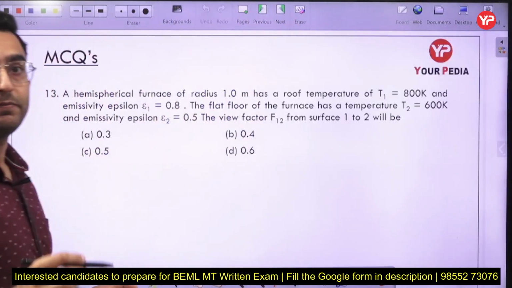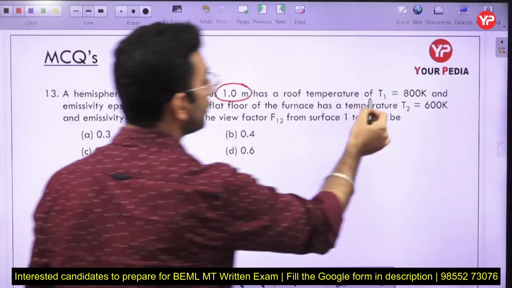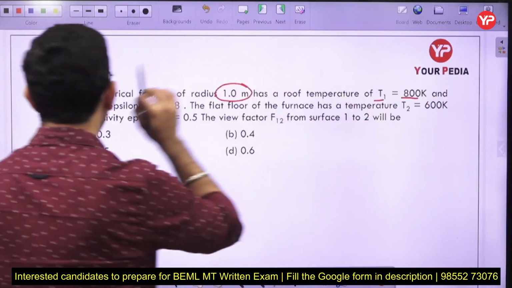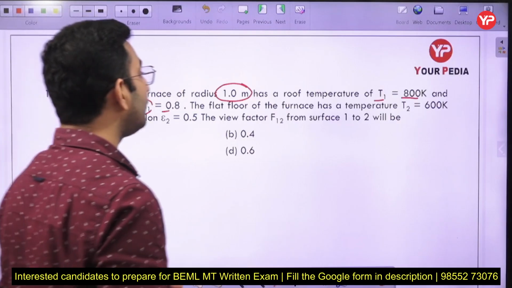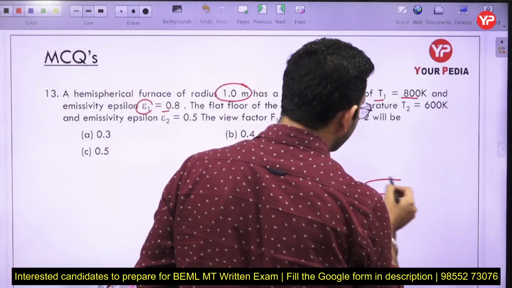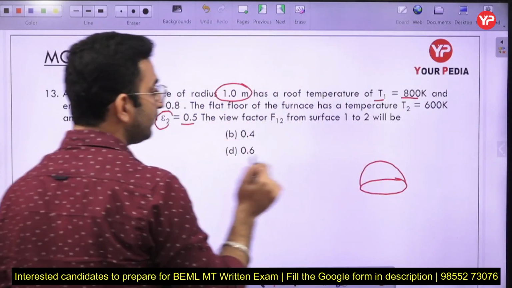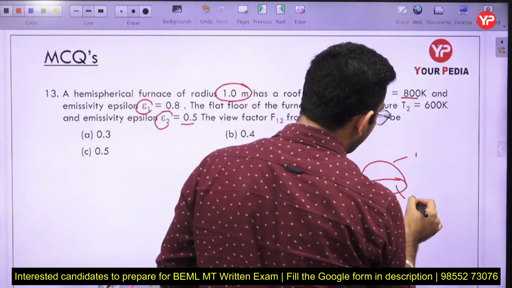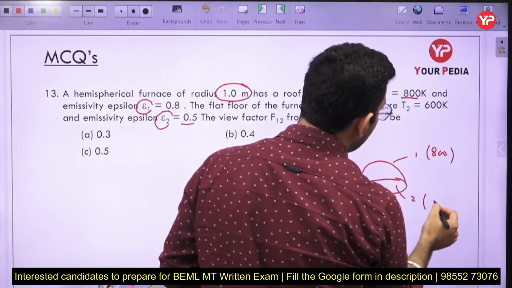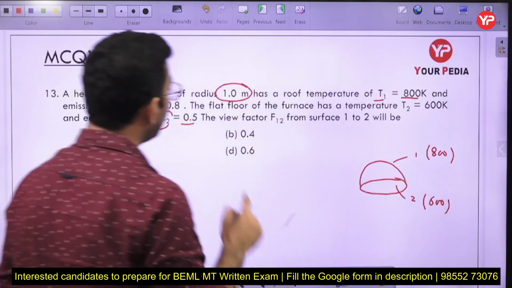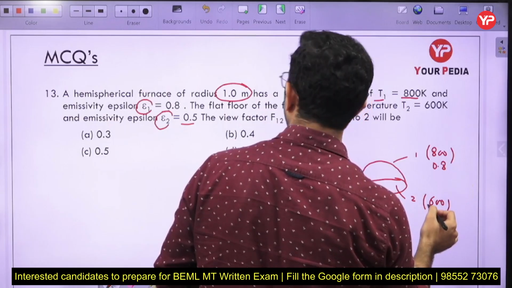Next, question number 13. A hemispherical furnace of radius 1 meter has a roof temperature of T1 as 800 Kelvin and emissivity epsilon 1 as 0.8 here. The flat floor of the furnace has a temperature of T2 as 600 Kelvin, which is having an emissivity of 0.5. Okay, so this is 1, this is 2 here, and the temperature of 1 is given to us as 800. The temperature of 2 is 600 here. The corresponding emissivities are given to us as 0.8 and 0.5.